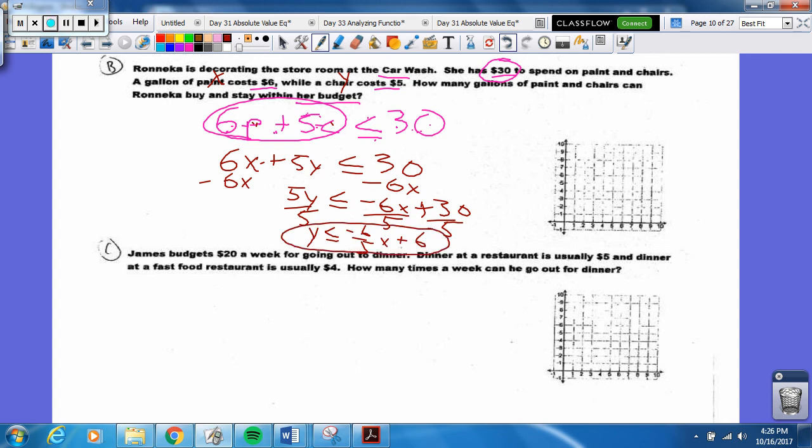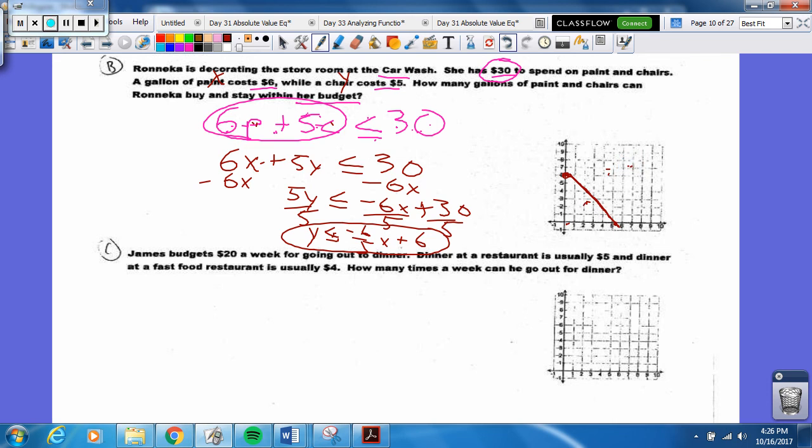Okay, so there we have our inequality. Now we can graph it. So we start here at 6. Right here, we can go down 6, right 5, boom. And since it's equal to, that means it's going to be a solid line, because anything along that line is also a solution, because it's equal to. So where are my solutions? Are they up here or up here?